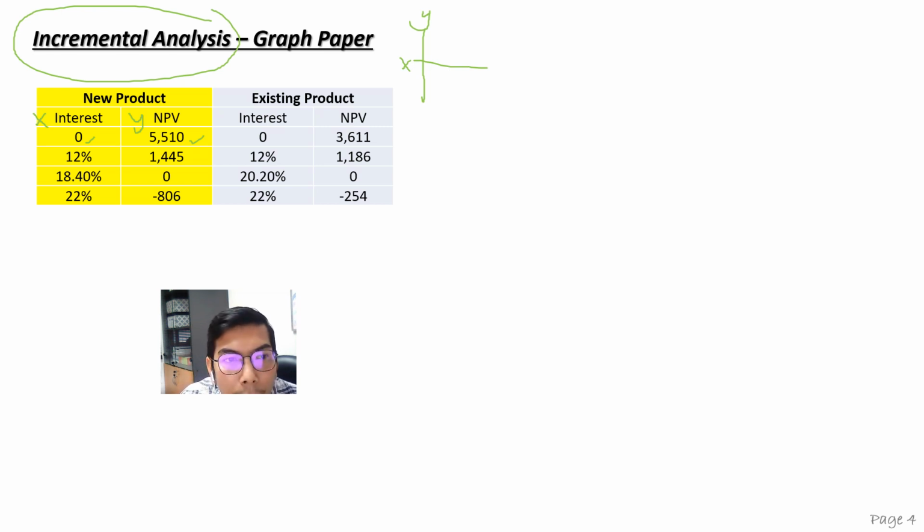Kalau interest kita kosong. So when our interest is 12%, kita dapat 11445. We have calculated it just now, bila kita calculate NPV mula-mula tadi. So when we apply IRR tadi, interest kita dapat 18.4. So remember, IRR akan membuatkan NPV kita 0. So kat sini akan jadi 0. Next, after that kita apply teknik try and error tadi, kita dapat 22%. So NPV value dia negatif 806. So sama juga dengan existing product. Kita dah calculate, kita letakkan dalam table ni, easy for us to plot in the graph.